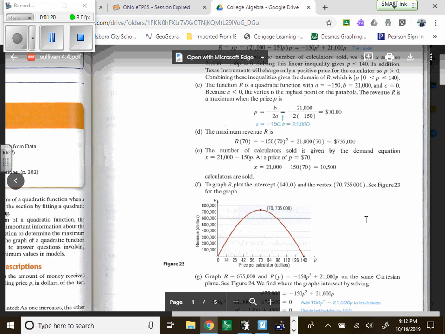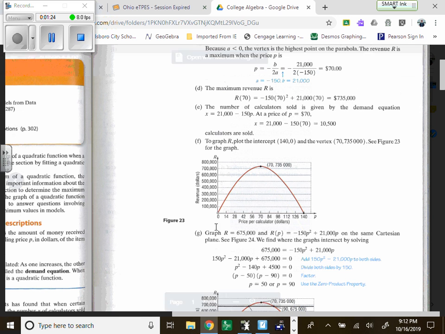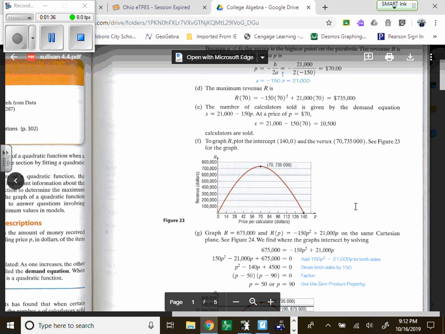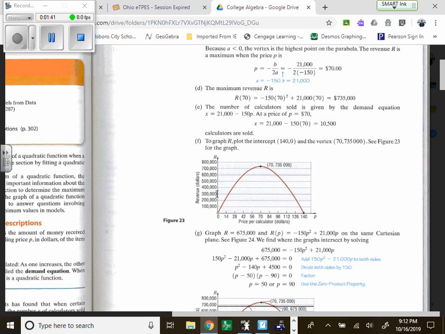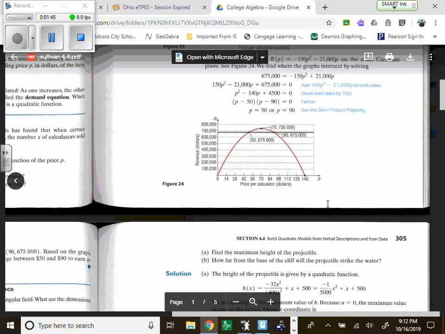So basically, we've kind of seen this before in the past. If we sell our calculators for not enough money, then we don't make any revenue at all. If we charge too much, we don't make any revenue, but somewhere in the middle, the price is just right. Now, when you're graphing this out, on a calculator, you definitely want to change your scale, because look, it goes clear up to 800,000.